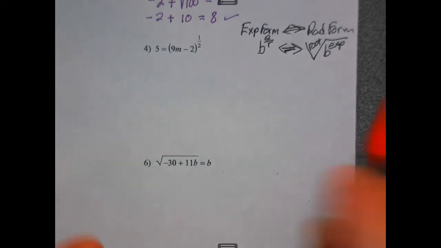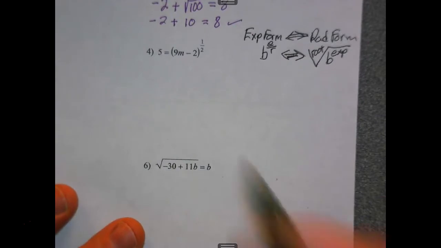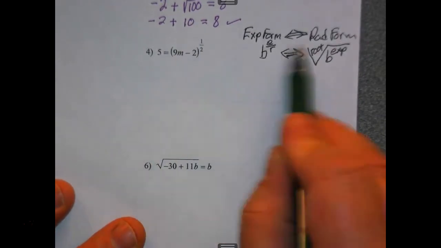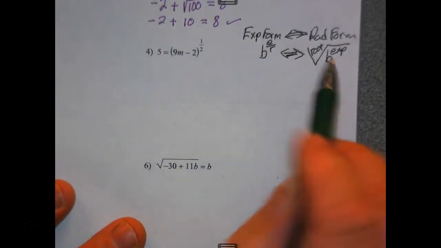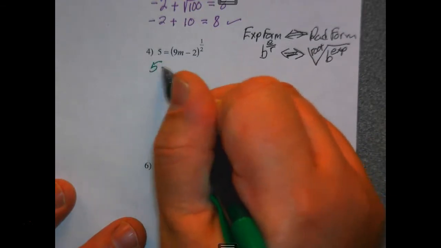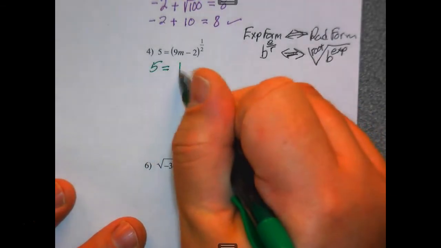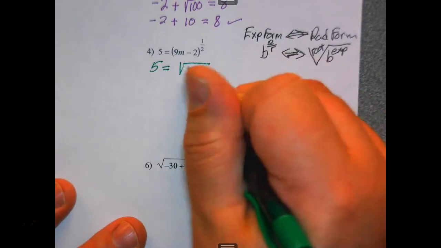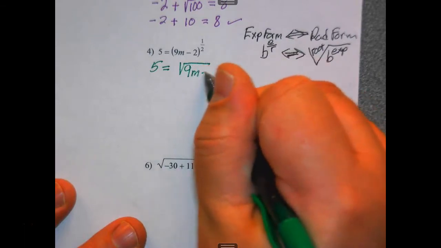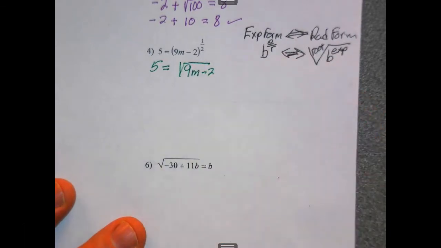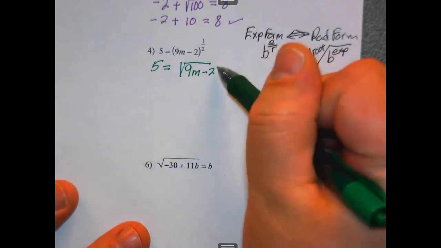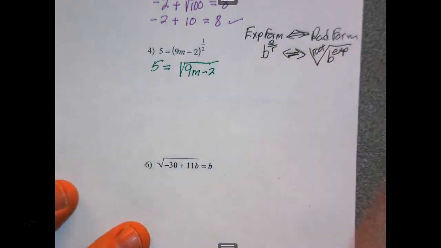Okay, so I'm going to change this 1/2, which is exponent form, to root form. So I have 5 equals the square root of 9m minus 2, because the root is 2 and my exponent's 1. Okay.